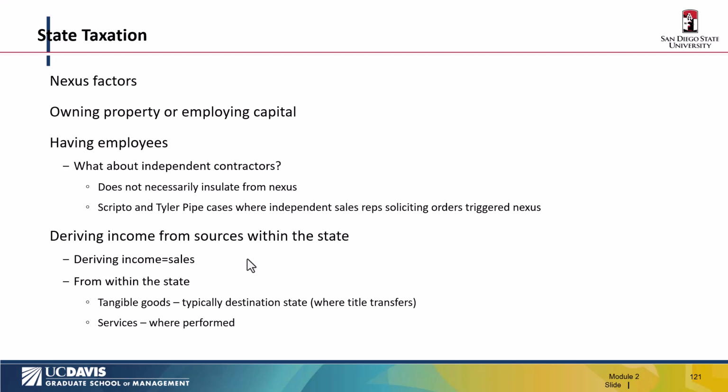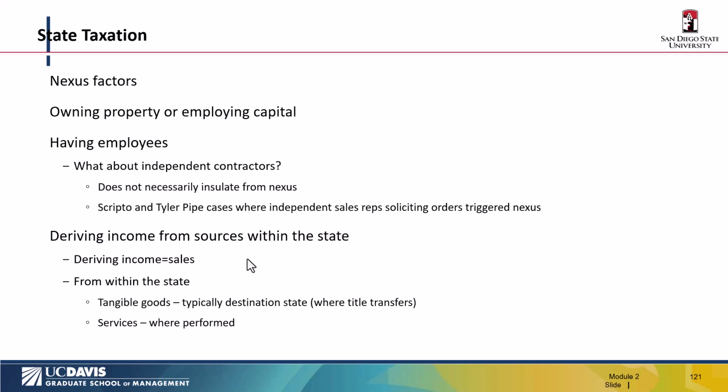So obviously owning property or employing capital is going to be a problem. We know employees trigger nexus. What about independent contractors? Well, there's a couple of court cases that say those aren't necessarily going to insulate you from nexus, right? For example, the Scripto and the Tyler Pipe cases, where independent sales reps soliciting orders triggered nexus.